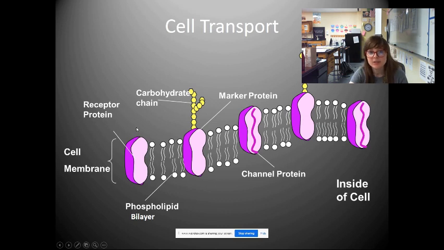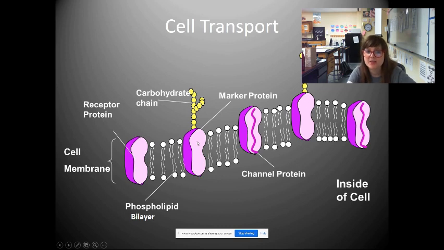That's another really important thing for you to know, is that we have three main types of proteins embedded in the cell membrane. So I'm just going to start over here on the left. We have the receptor proteins. The job of receptor proteins is to send and receive messages. So you can think about them as like antennas, or even like your cell phone.